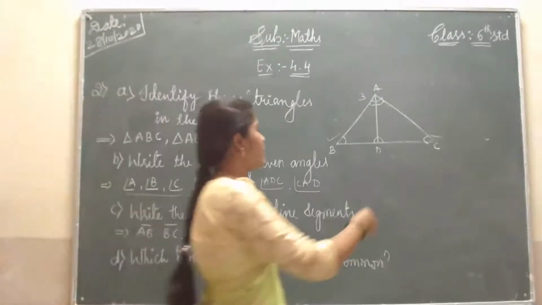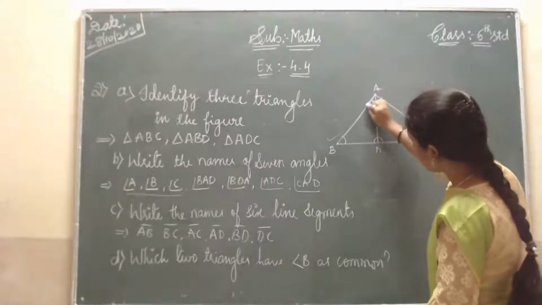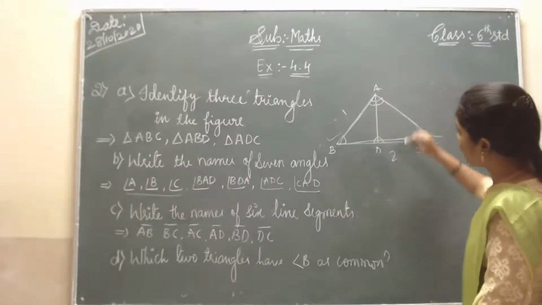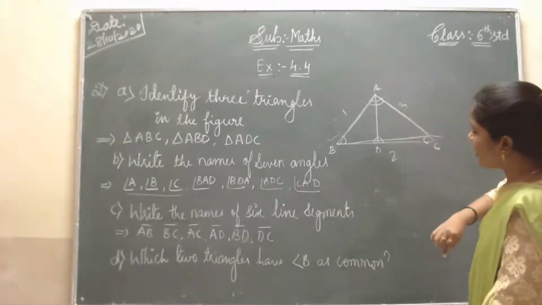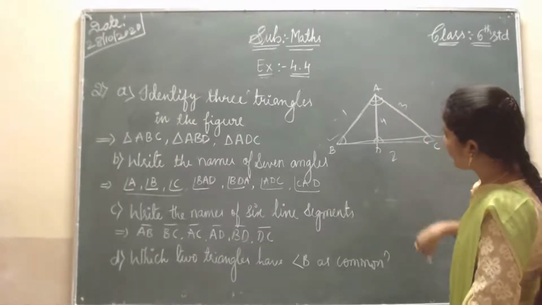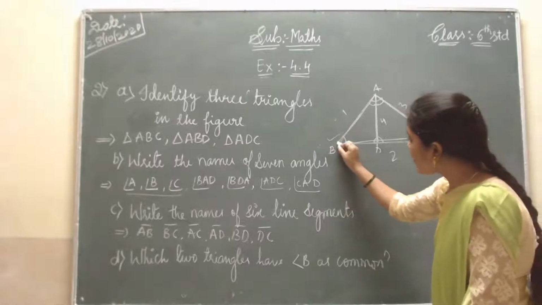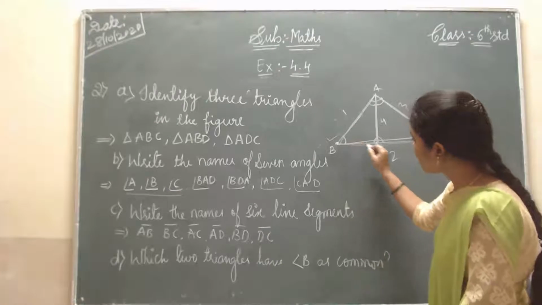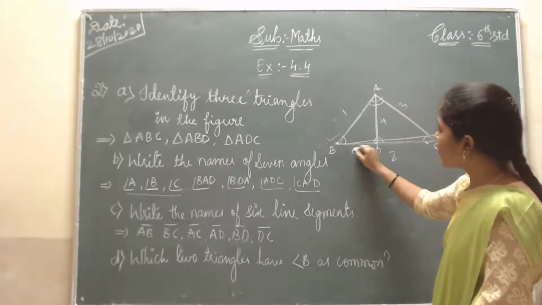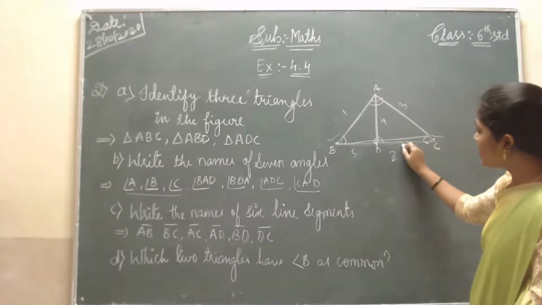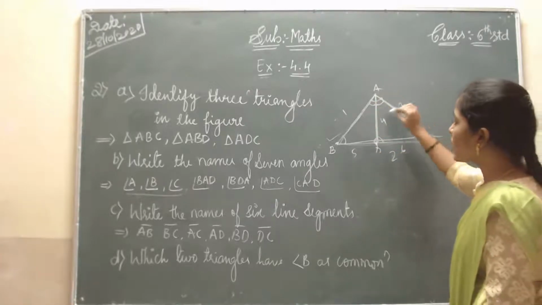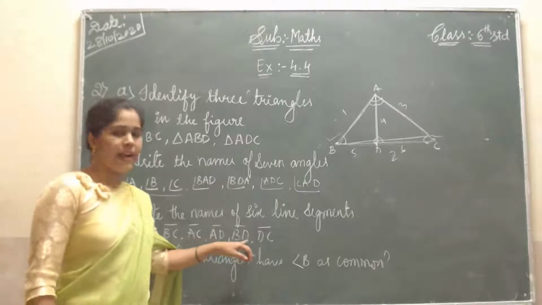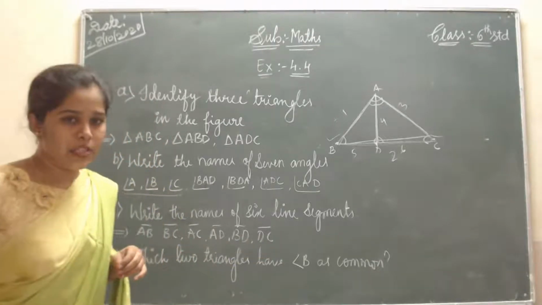See here, first this one line segment. BC, 2 line segments. AC, 3 line segments. AD, 4 line segments. Over here, B and D. We took this BC. Next again we have to take this BD, 5th line segment, and DC, 6th line segment. There are total in this triangle 6 line segments. So 1, 2, 3, 4, 5, 6.